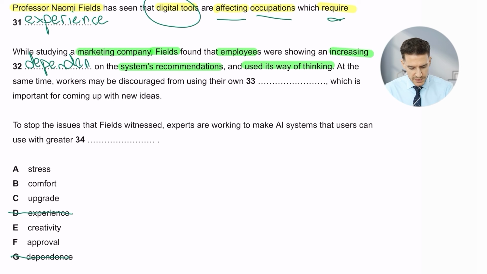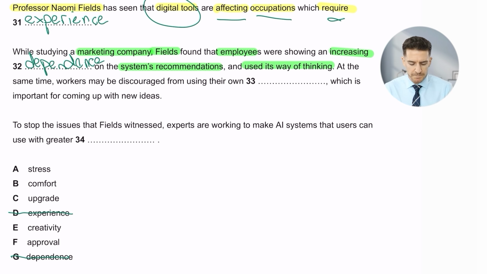Now, always just quickly have a read after you put the word into the space, just to check that everything's okay. So Fields found that employees were showing an increasing dependence on the system's recommendation and used its way of thinking. Yeah, that looks good. That looks like it fits. So let's continue to the next one now.